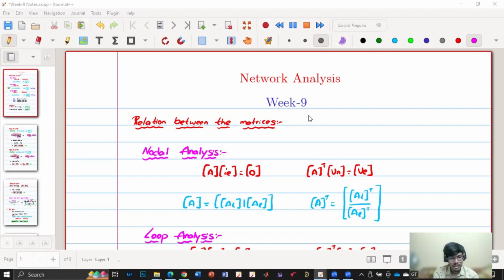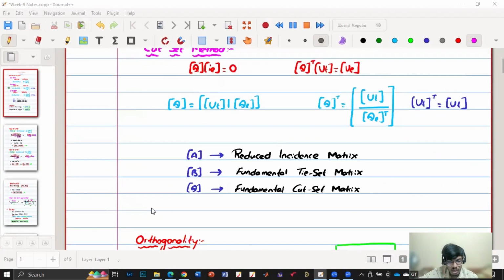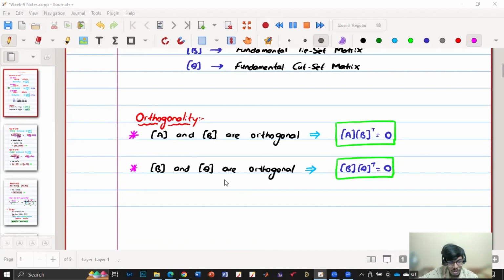Just to summarize, we started with graph theory, continuing from what we discussed in the previous week. First we discussed the relation between the various matrices: the A matrix, B matrix, and Q matrix. From nodal analysis we got the A matrix, from loop analysis the B matrix, and from the cut set method the Q matrix. A and B are orthogonal, and B and Q are orthogonal. The proof of these results is not part of this course, so we will not get into that. You assume that A and B are orthogonal, and B and Q are orthogonal.